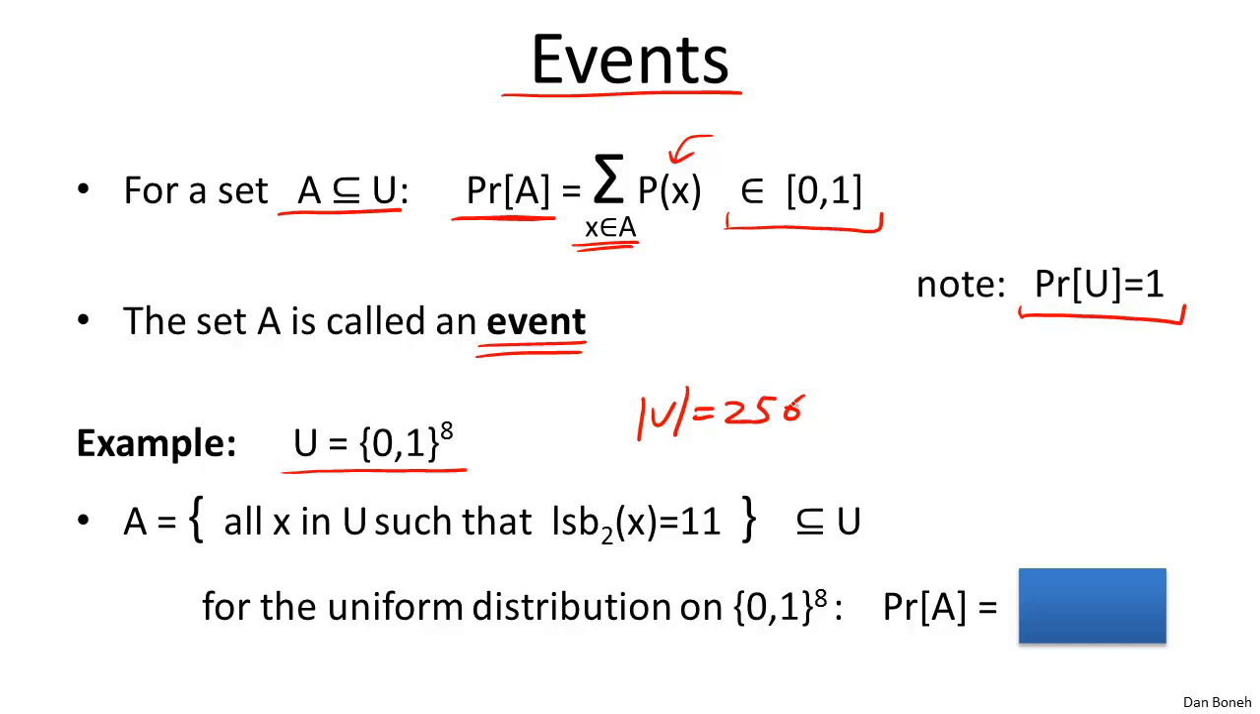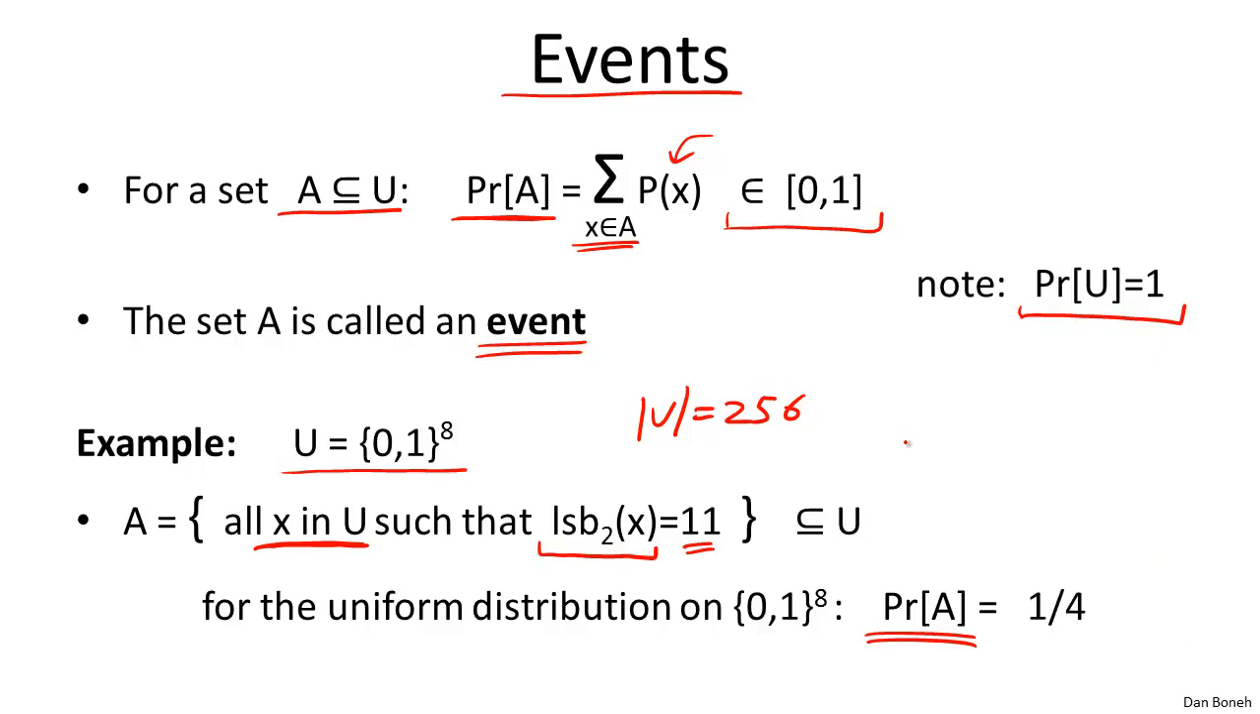Now, let's define the following event. Basically, the event is going to contain all bytes, so all 8-bit strings in our universe, such that the 2 least significant bits of the byte happen to be 1, 1. So for example, if we look at 0, 1, 0, 1, 1, 0, 1, 0, that's an element in the universe that's not in the set A. But if we change this 0 to a 1, then that's an element in the universe which is in our set A. And now let's look at the uniform distribution over the universe U. And let me ask you, what is the probability of the event A? So what is the probability that when we choose a random byte, the 2 least significant bits of that byte happen to be 1, 1?